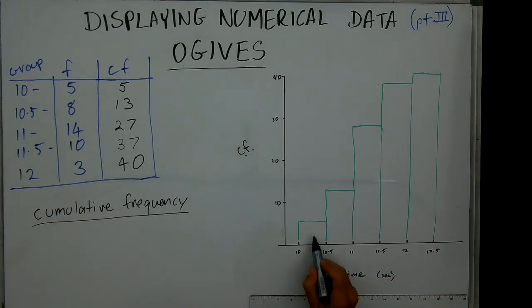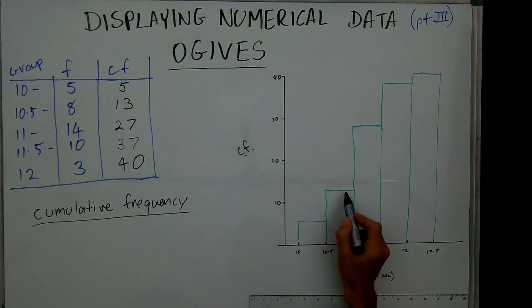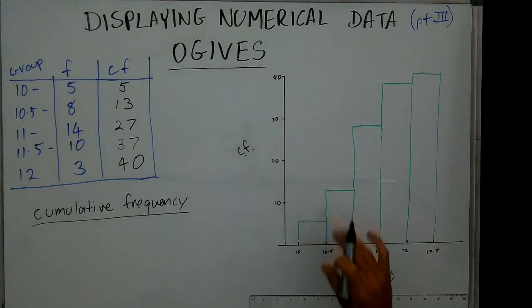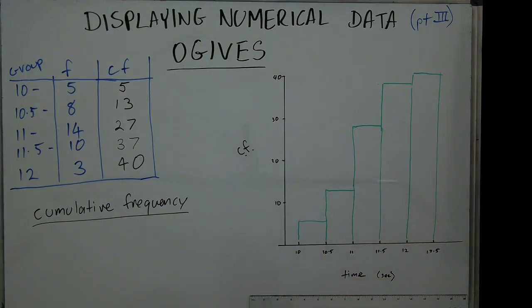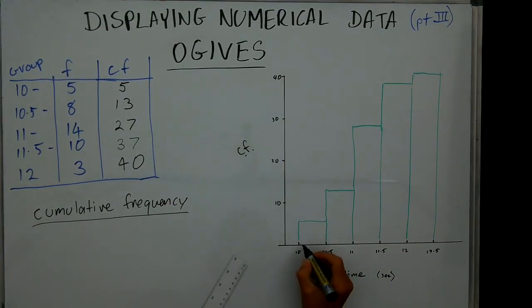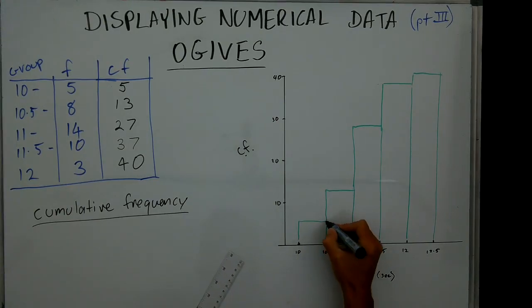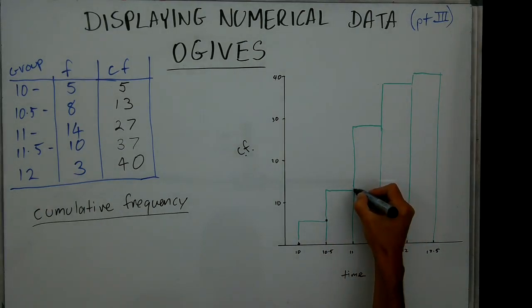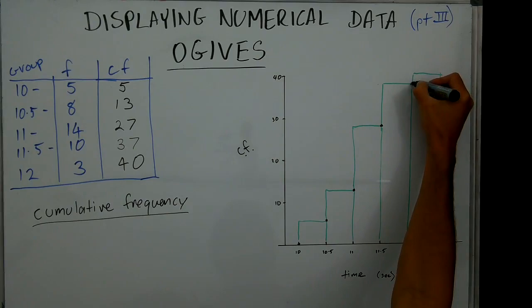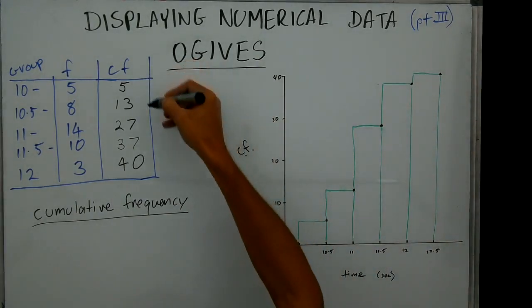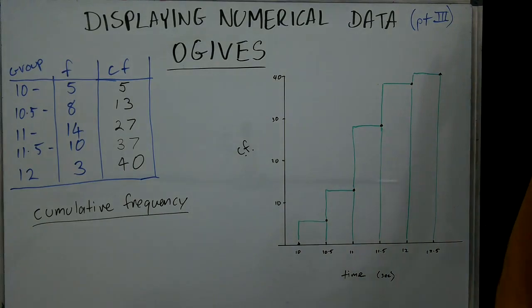Okay, so the first one goes up to 5, the next one 13. I've just done it in green because the histogram isn't really what we're after. Once we've got this idea in our head, an ogive connects the bottom left corner of each bar in the histogram to the top right. If I just put the dots in, we're just going to connect all these until we get to the top. Because we're constantly adding more data, this graph is going to go all the way up.